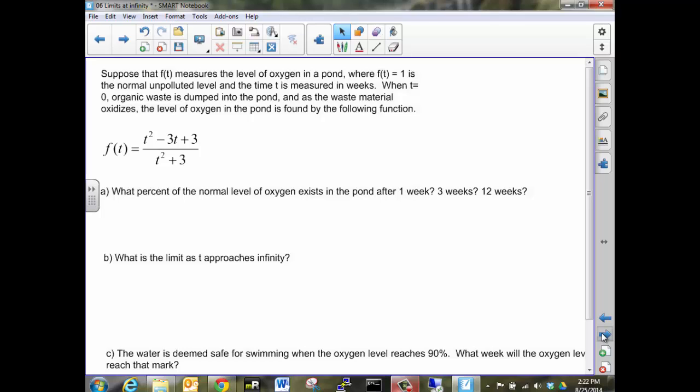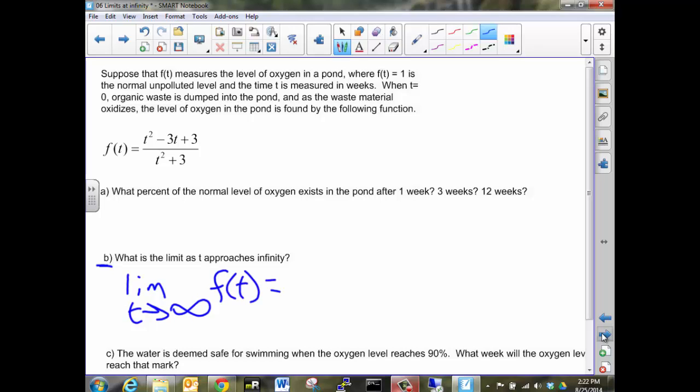What does that mean? Okay? You've got a pond, and when we start the clock at t equals 0, something gets dumped into the pond that's going to make it contaminated water. So we can't use it. All right? So, the problem I want us to focus on right now is part B. What is the limit as t approaches infinity of f of t?